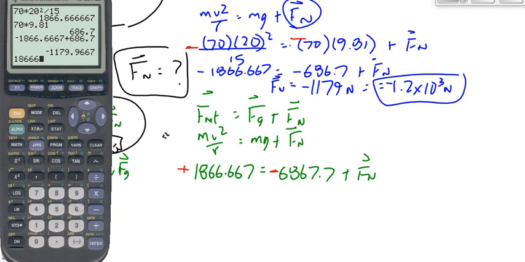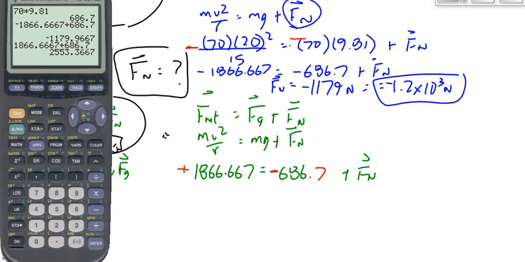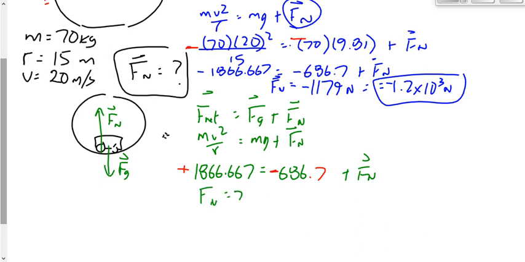Positive 1866.667 plus 686.7, right? We end up getting 2553, or we'll say Fn is 2.5 times 10 to the 3. Positive should be, because we know the normal force is up.